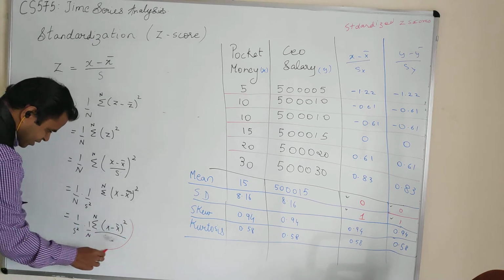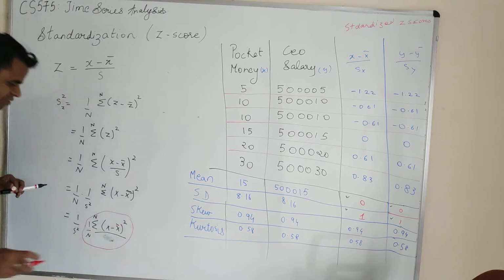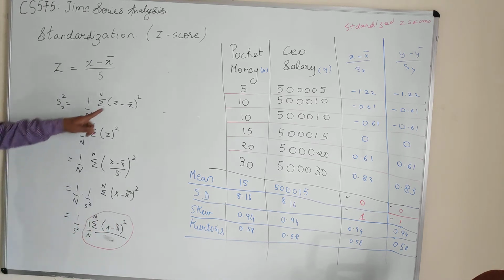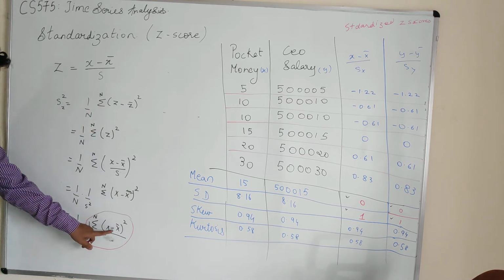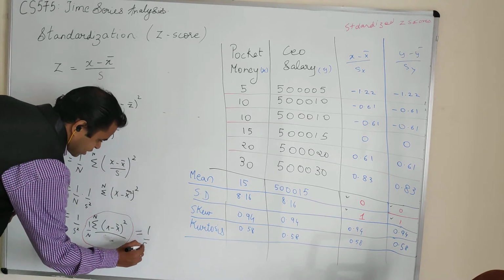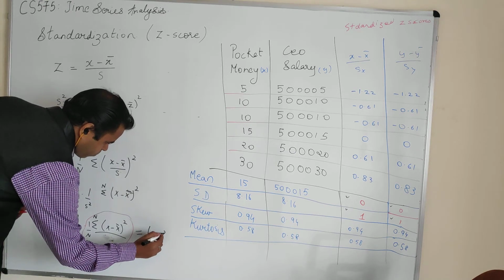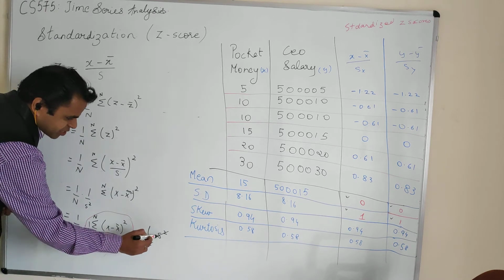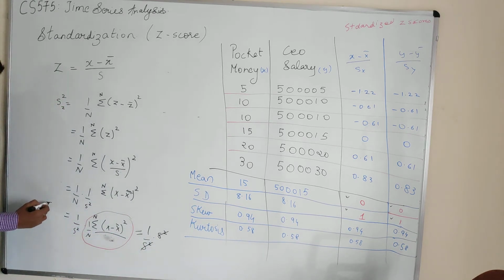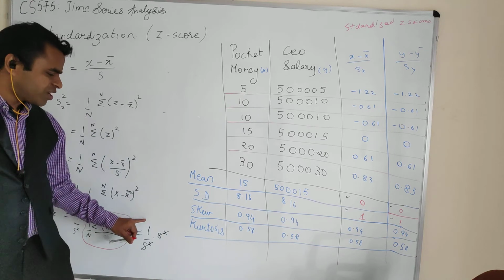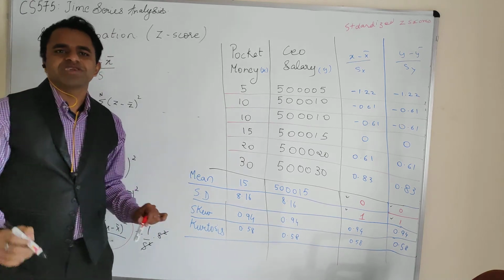And now if you see, this is nothing but the variance that you get: summation of x minus x bar whole square by n. If you compare these terms, this is nothing but the variance. So 1 by s square into s square. I am replacing this red box by s square. So s square gets cancelled, and the variance of z is 1. Since the variance is 1, the square root of 1 is again 1, and the standard deviation is also 1.